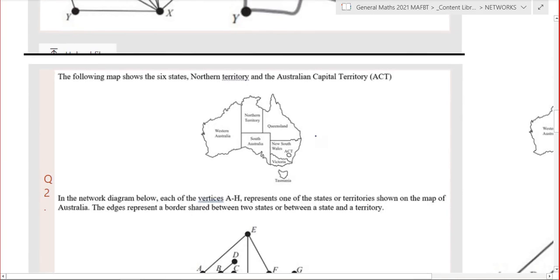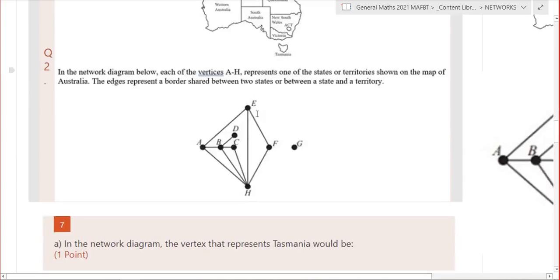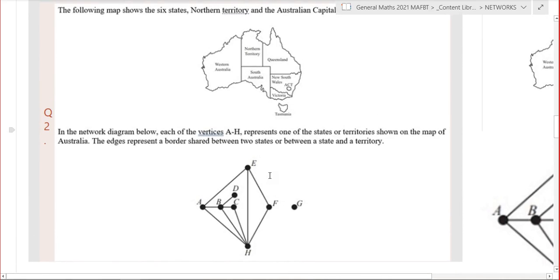All right, this one here: the map of the following 6 states is shown here, and then there's a network for it right here. What this is saying is the connections between each state, and how they're all connected. So that means WA can go directly to NT and to South Australia, and then Northern Territory can go to South Australia directly. I'm basically reading the borders, yeah?